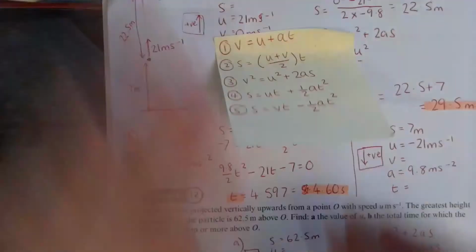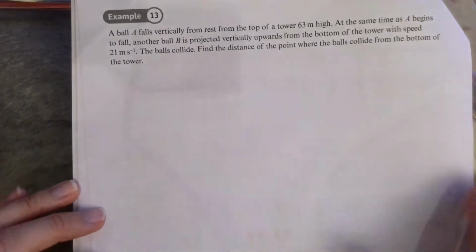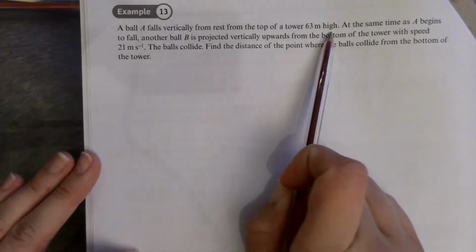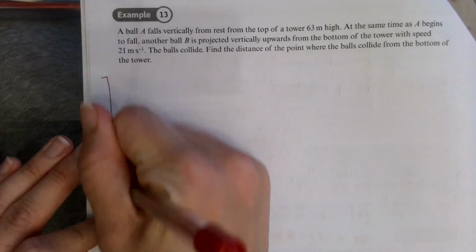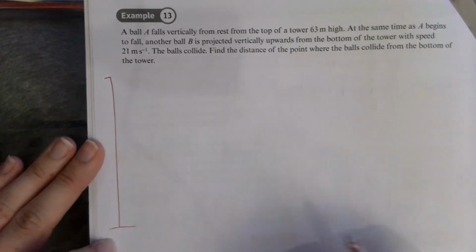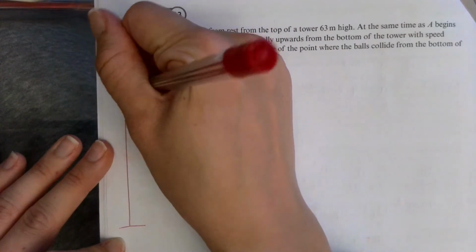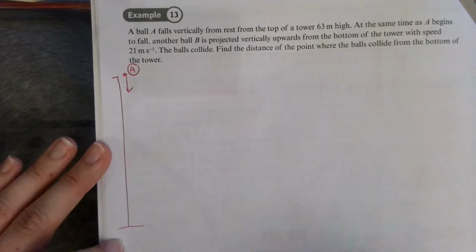Okay, and then the final example is example 13, and I love this example. This is a really great example of a hard problem-solving mechanics question. So it says, ball A falls vertically from rest from the top of a tower 63 meters high. So let's imagine, here's my tower 63 meters high, and ball A falls from the top of the tower downwards. I'm going to label this one as well as that's ball A up there.